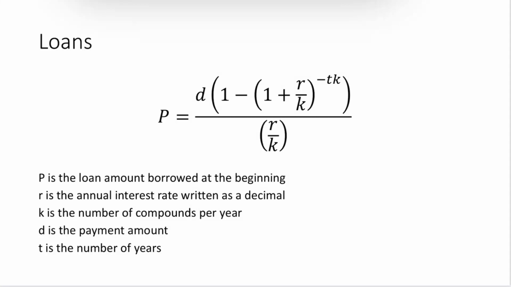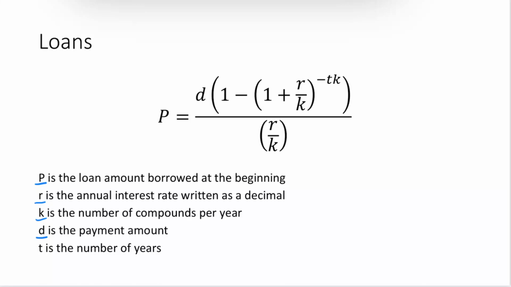Okay, so in the loan formula, we have 5 different variables, and they're pretty much the same as the variables we've already worked with. So P is the loan amount that you borrow at the beginning. We've been using P to represent the beginning amount in all of our equations so far, and we're going to keep that consistent in the loan equation. Then R is the annual interest rate, K is the number of compounds per year, and D is the payment amount that you make within each of those compounding periods.